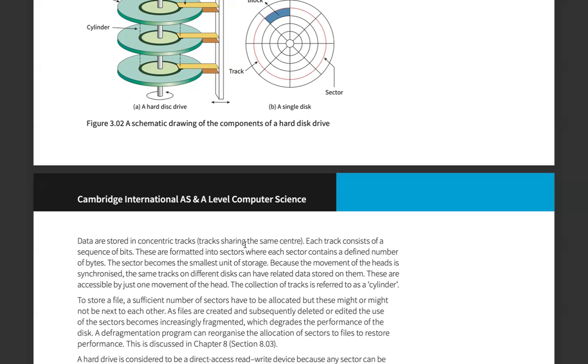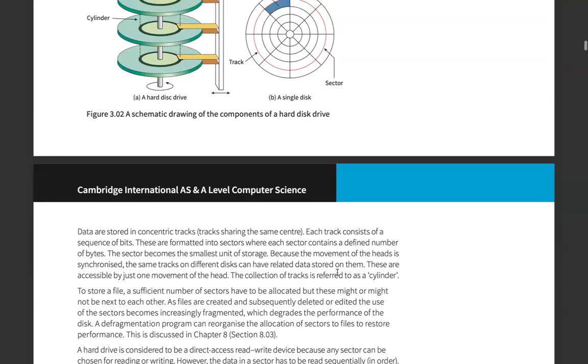Because the movement of the heads is synchronized, the same tracks on different disks can have related data stored on them. So these are accessible by just one movement of the head, and the collection of tracks is referred to as a cylinder as well. We call that a cylinder.